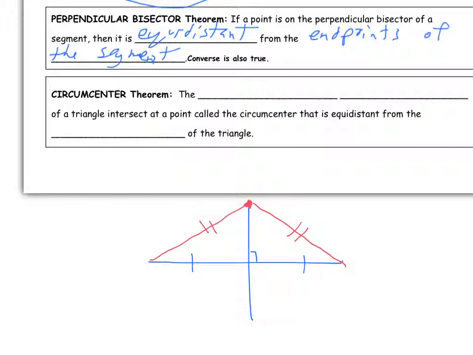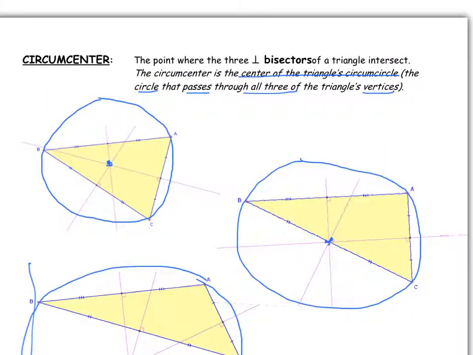Now the circumcenter theorem says the perpendicular bisectors of a triangle intersect at a point called the circumcenter that is equidistant from the vertices of the triangle. Basically, that is what we just talked about, this section up here. The circumcenter is the same distance.